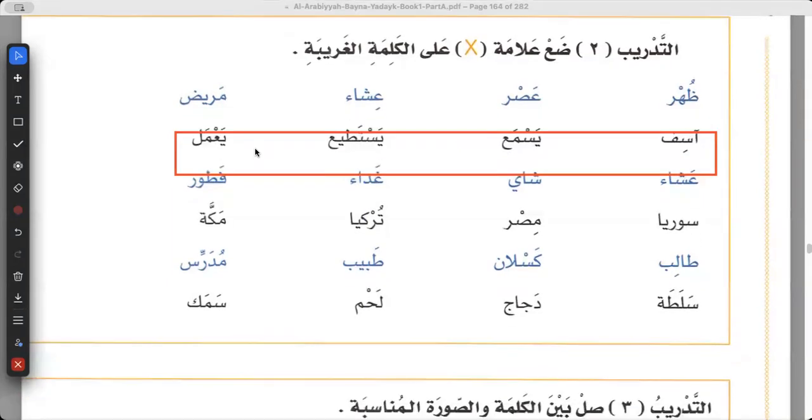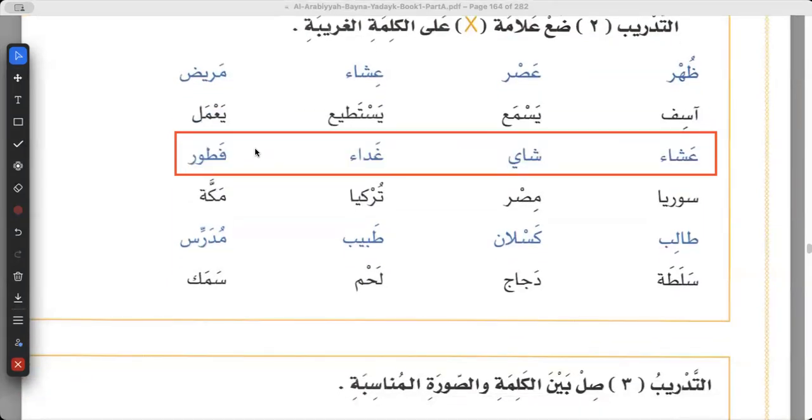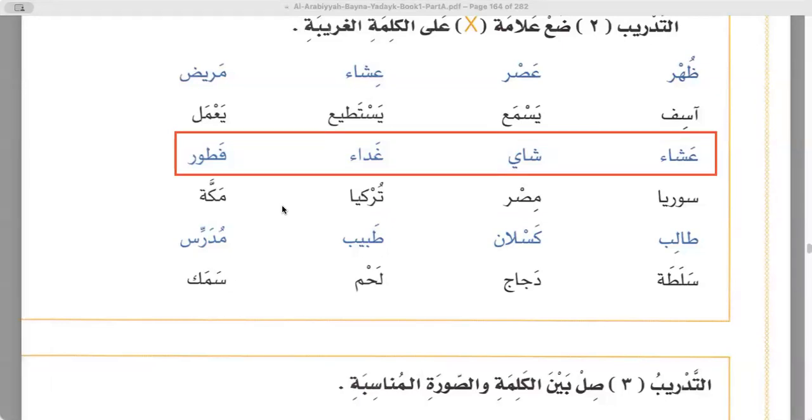Then the next one. You have Asha, Shai, Ghada, Fatur. Shai. The others are meals: dinner, lunch, breakfast. Tea is out of it.